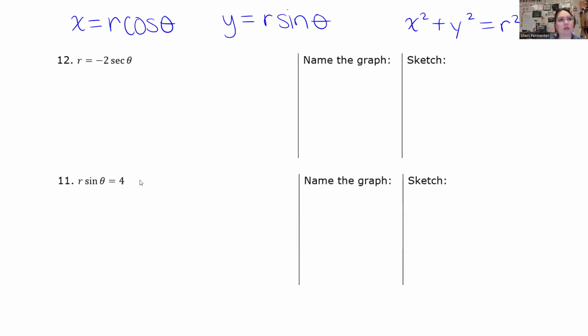So this is going to be the graph of what? Yeah, this is also going to be the graph of a line. This one is going to be vertical. Secant goes with x, so it chops through the x-axis. Sine goes with y, and chopping through the y-axis will create a horizontal line. So I'm going to name the graph, I'm going to sketch it, and I'm going to use equation conversions to convert it. So you should do that on your paper.